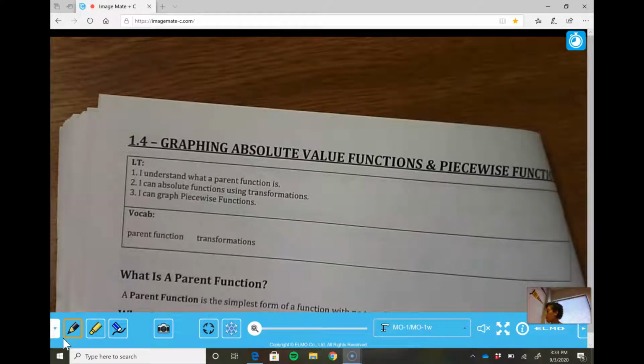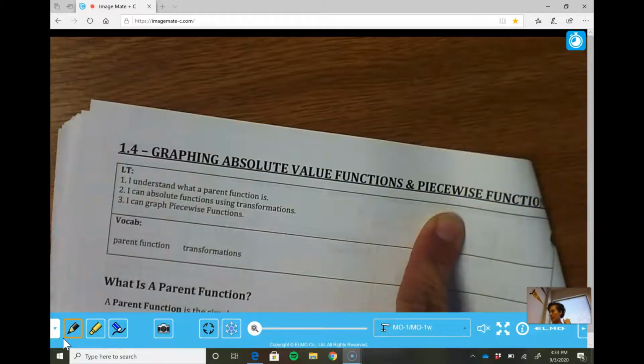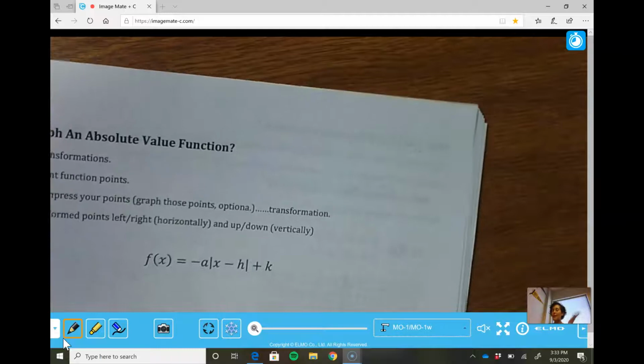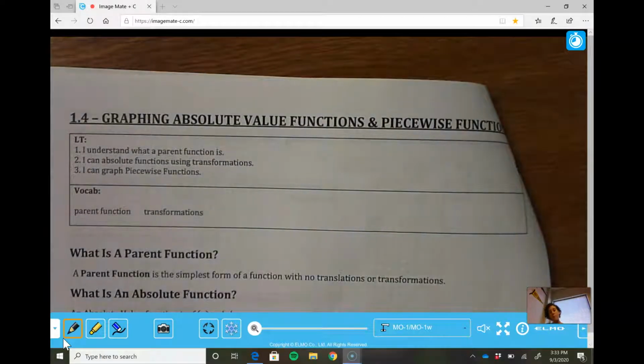So 1.4, we are on page 22, and now we're going to be graphing just the absolute functions. I'll make the piecewise be a second video. And again, this is pretty short. My goal is not to make this too long. I know I ramble, so I do apologize. In the end, you're going to be doing the same thing.